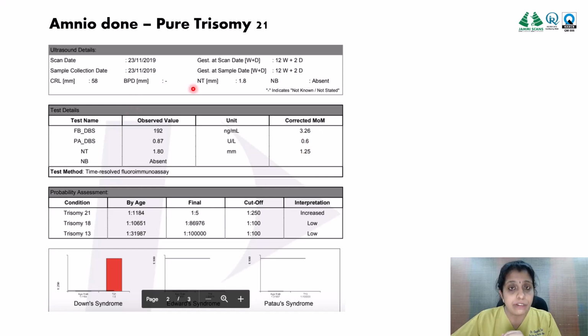In spite of her being 27 years old, her risk was 1 in 5. The patient didn't get back to us until around 14 to 15 weeks, as she was in her hometown getting the reports. When she came back, we counseled her for amnio, and the amnio showed pure trisomy. I hope this short video, on both increased NT and ductus A wave reversal, has thrown some light on how we proceed with these fetuses.